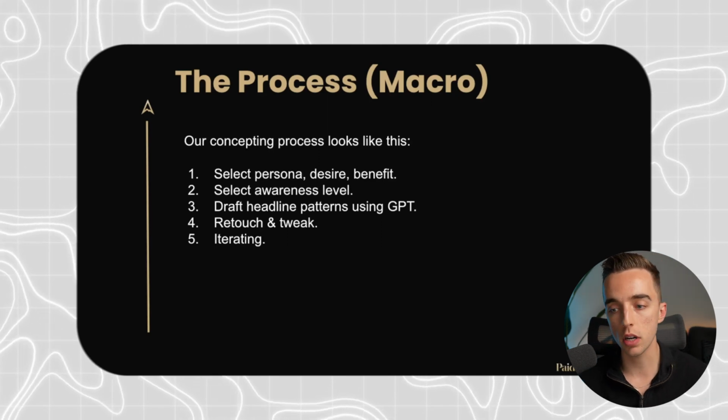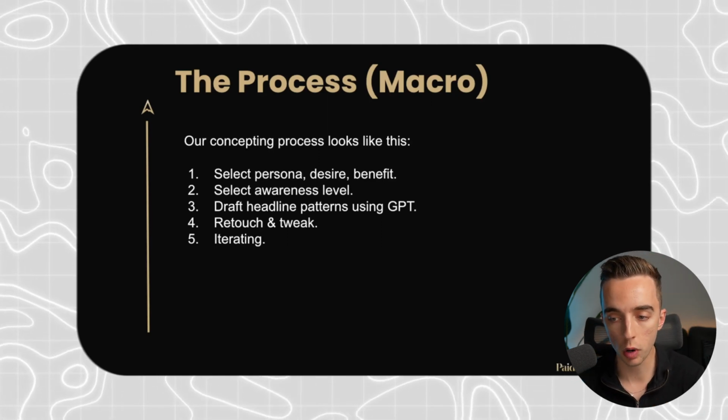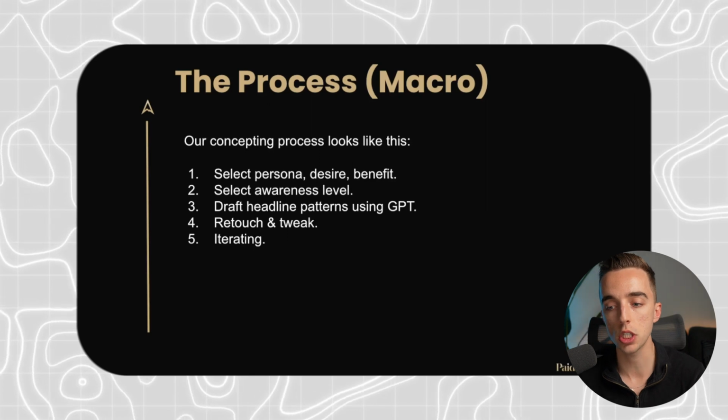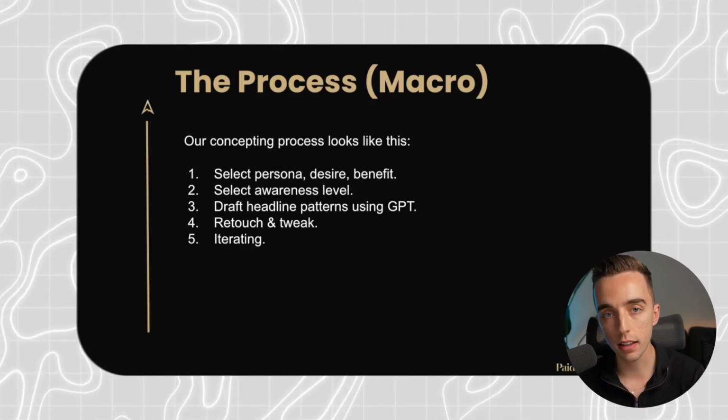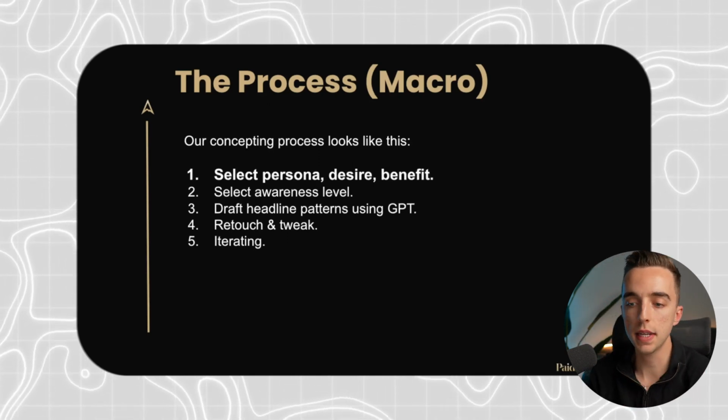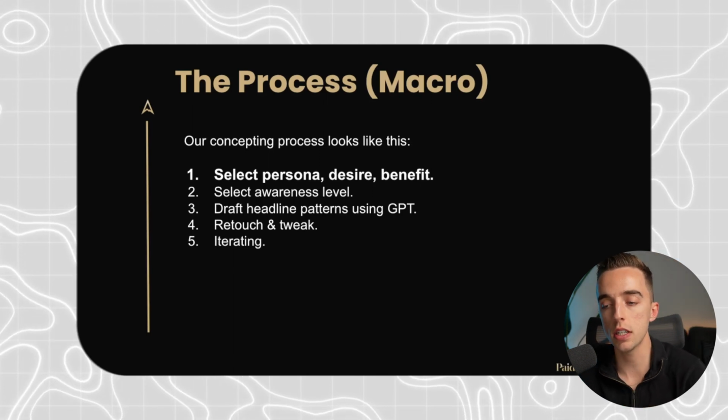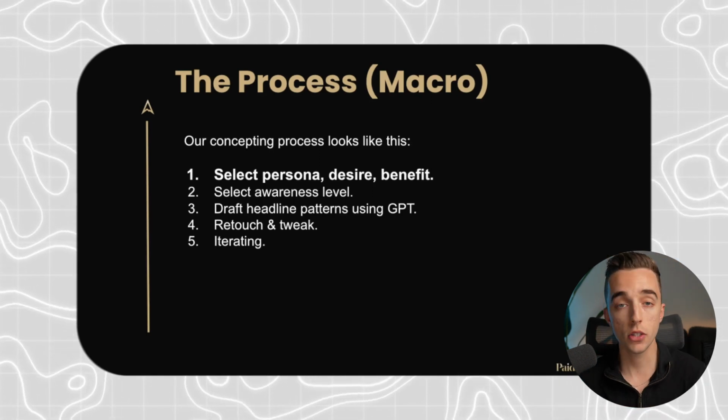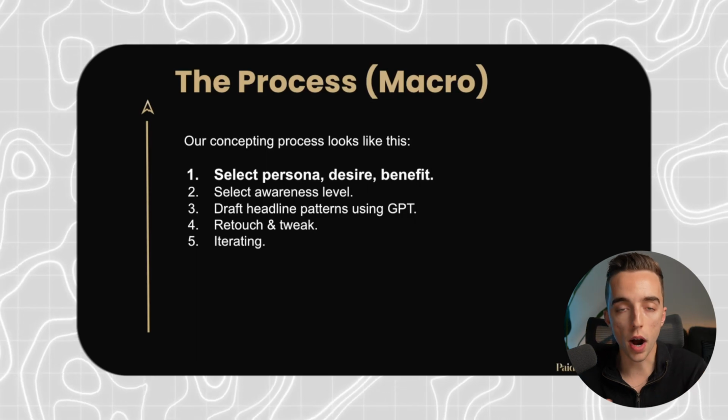1, select a persona, desire, benefit. 2, select the awareness level. 3, draft headline patterns using GPT, retouch and tweak. And finally, iterating. So I want to first start by speaking of this one. Select persona, desire, and benefit. So how does this work? What does this do? And why should you even care?